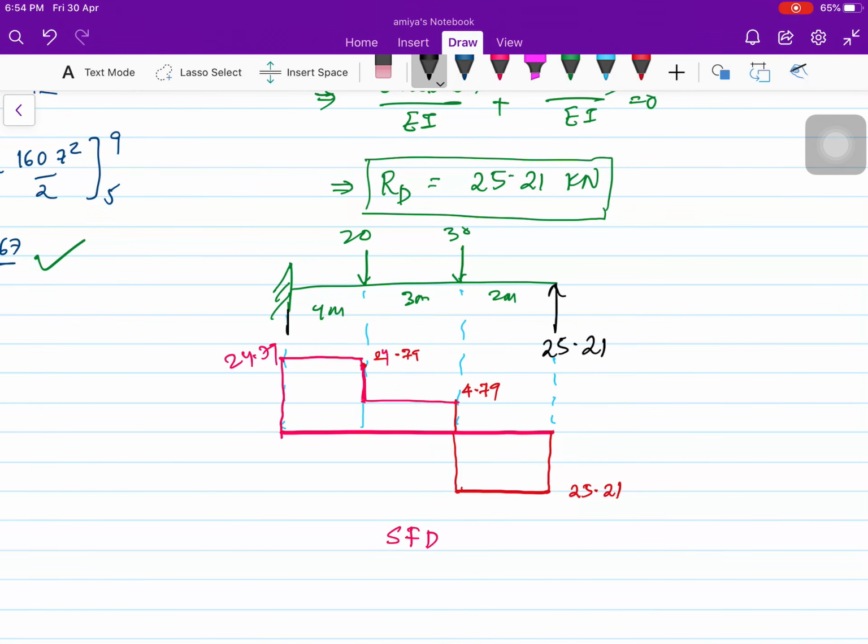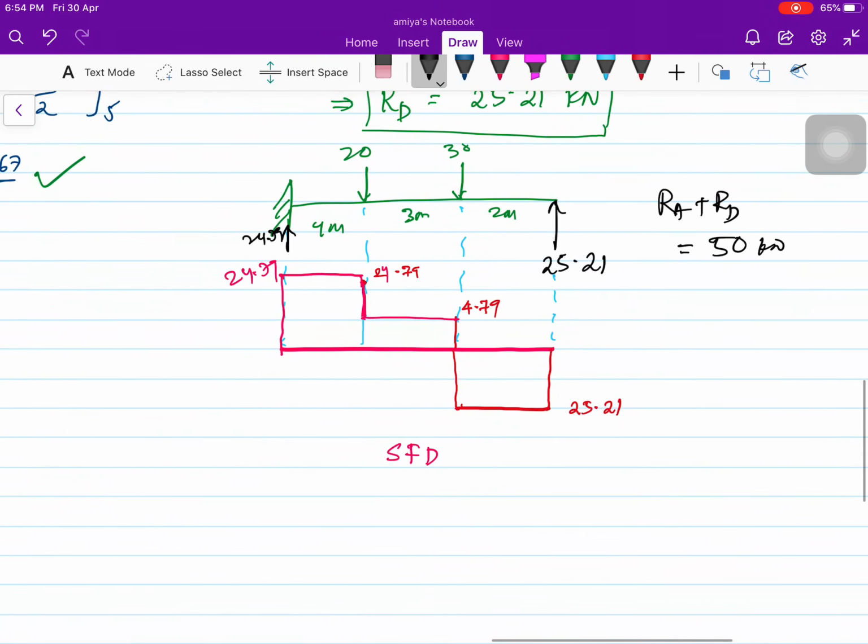That means the reaction here will be 24.79. You can add the reaction at A plus the reaction at D, which is equal to 50 kilonewton. So 25.21 plus 24.79 RA. So total upward force is equal to total downward force. And we can also draw the bending moment diagram here. So this is how we can analyze our indeterminate structure using the flexibility method.